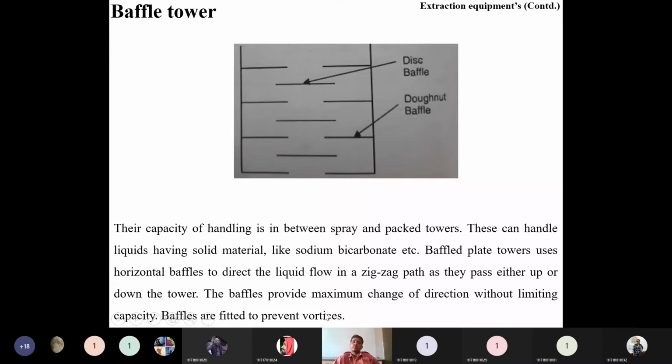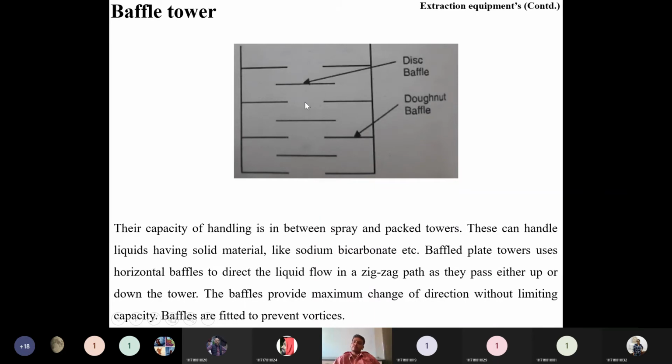So baffles are fitted to prevent vortices. There is no formation of vortices. In the straight packed spray tower, what happens? Spray is coming, the dispersed phase is coming and the continuous phase is flowing. There is a possibility that some vortices will be formed. In Telugu we call them Sudigundalu. That is nothing but vortices.